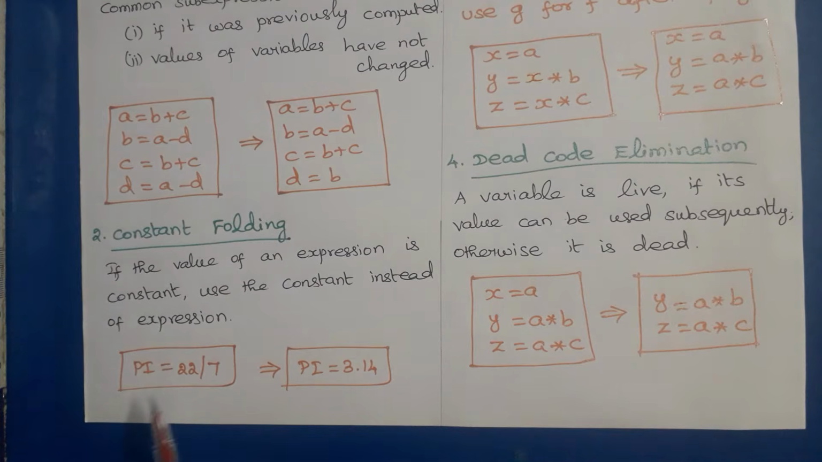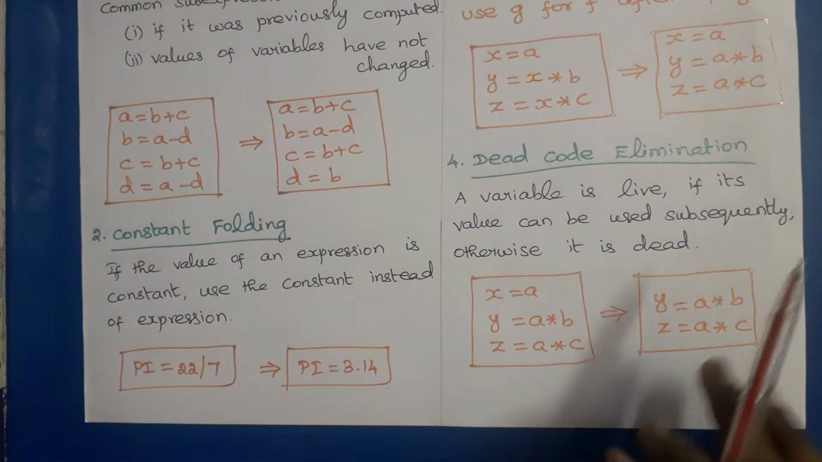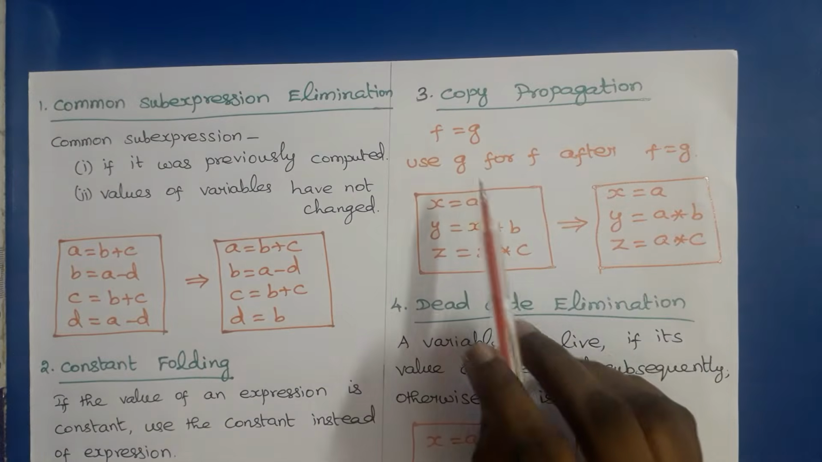Consider this example. Here pi is equal to 22 by 7, 22 divided by 7. The result of this expression is a constant, right? 22 and 7 are both constants, so the result is also constant. So pi is equal to 3.14. Instead of using this division operation, we can directly substitute 3.14. So this can be performed at compile time. So constant folding means if the value of the expression is constant, use that constant instead of the expression. Then the third one is copy propagation.